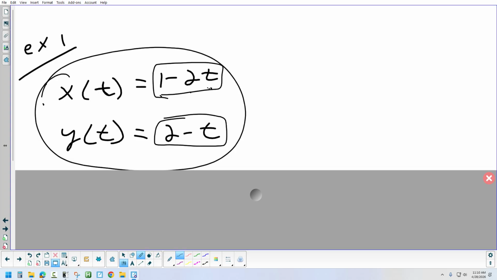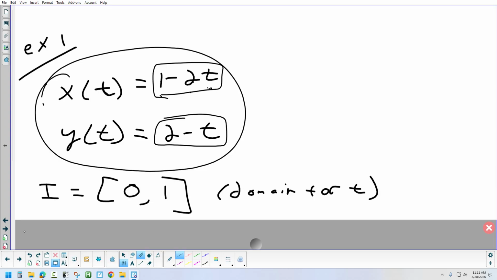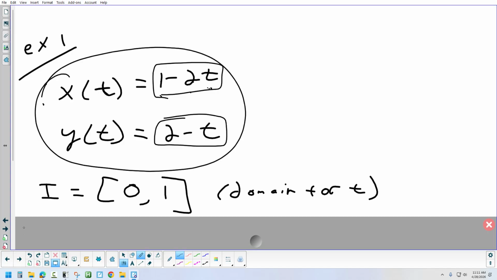Negatives. Are there any square roots in this problem? Nope. So technically, you could plug in any number you want for t. There's no restriction mathematically here. You can double any number you want and subtract that from 1, and you'll never get an error. The only restriction would be if they tell you there's a restriction. And in this problem, they are going to tell you. They're going to tell you they only want you to use numbers between 0 and 1.